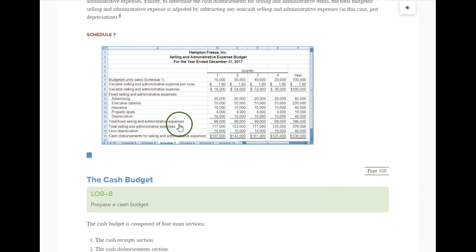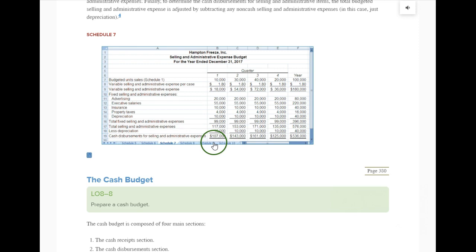Add that up, and so our total fixed selling administrative expenses will be $99. Add that to the variable, and our total selling and administrative expenses, variable and fixed, will be $117 for quarter 1, $153 for quarter 2, and you can see the others.